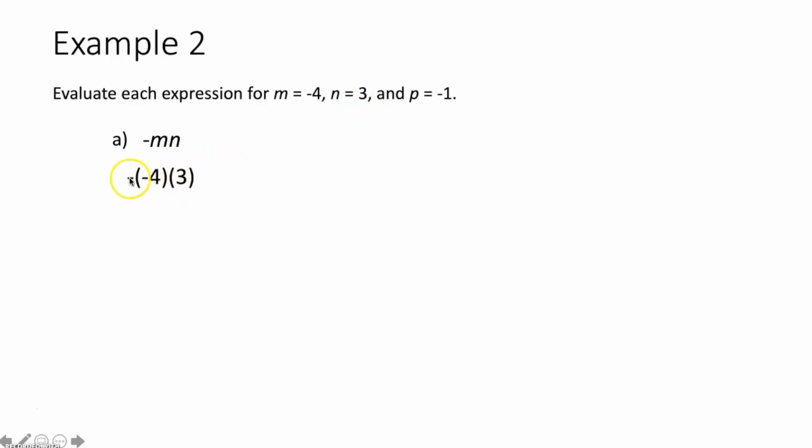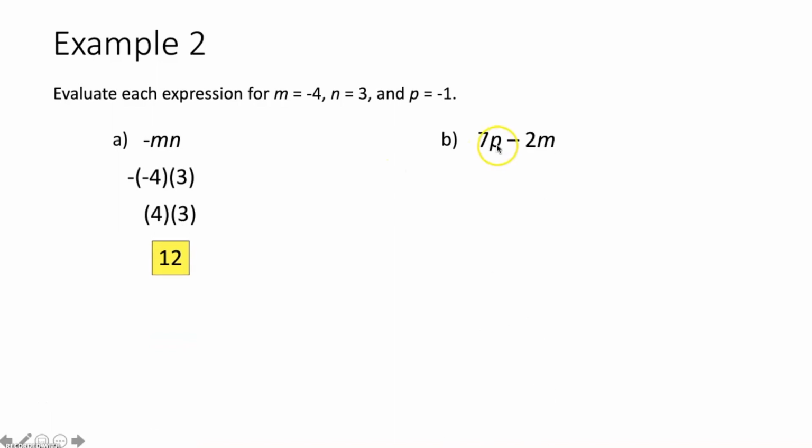How do we evaluate this? Well, we first imagine that this negative out front is just negative 1. So we're first going to multiply negative 1 times negative 4. Since they have the same sign, your product, your answer, is going to be positive. So negative 1 times negative 4 is going to be positive 4. We then multiply positive 4 times positive 3. Since they both have the same sign, your answer is going to be positive. So positive 4 times positive 3 is going to be positive 12.